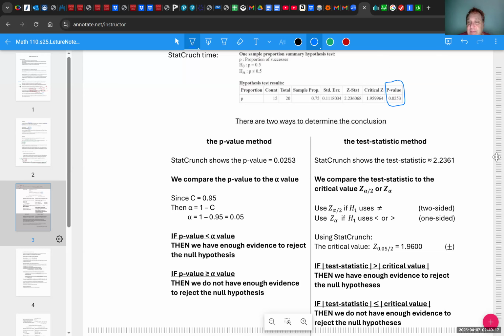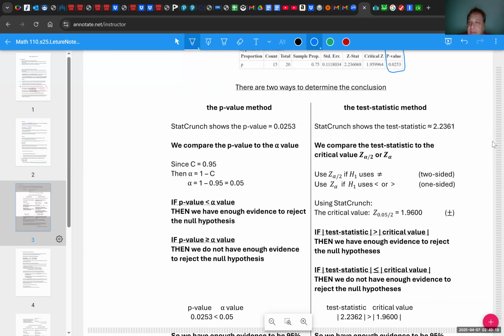So you're supposed to write it out this way, because the stats people get unhappy if you don't write it out in the proper format. So first thing is we write down the p-value, which, as I mentioned before, is the 0.0253. We compare the p-value to the alpha value, the significance level. Remember that we just do 1 minus the c to get the a. So 1 minus the 95% is the 5%. So we have our p-value and we have our significance level, our alpha value.